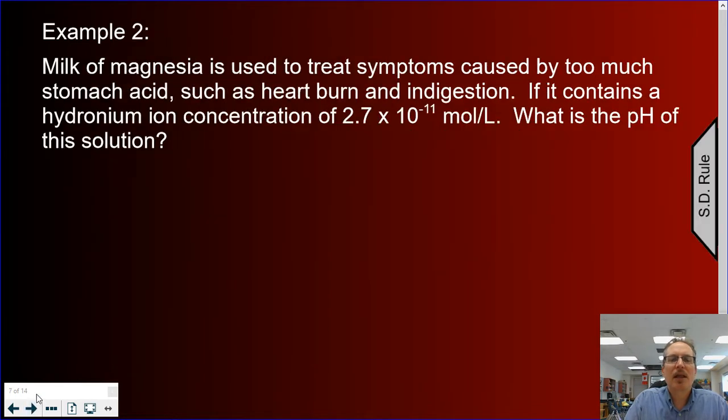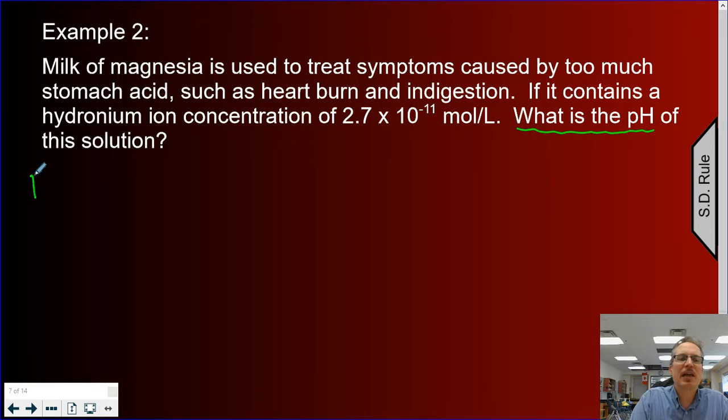Okay, let's try this again. Pause the video, and this time you try the calculation and also try to put it into the correct number of significant digits. So, example 2. Milk of magnesia is used to treat symptoms caused by too much stomach acid, such as heartburn and indigestion. If it contains a hydronium ion concentration of 2.7 times 10 to the negative 11 moles per liter, we would like to know what is the pH of this solution.